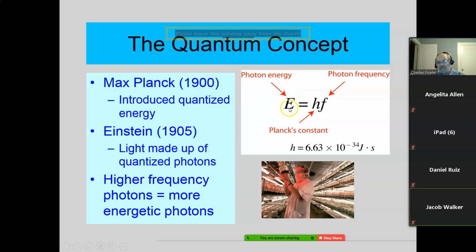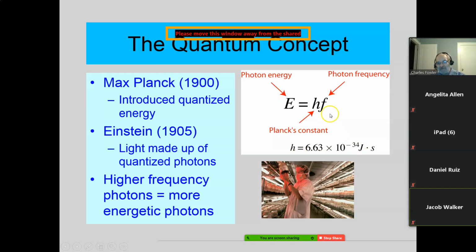The energy of that packet was proportional to the frequency of that photon, not proton, photon. The constant of proportionality was h, and this is called Planck's constant. And it is an incredibly small number.